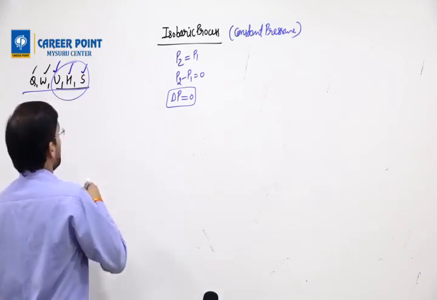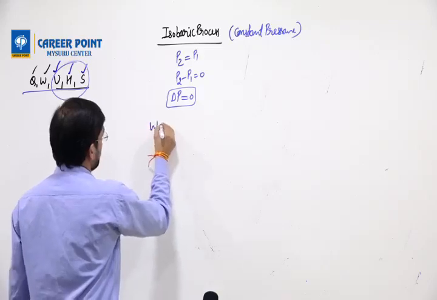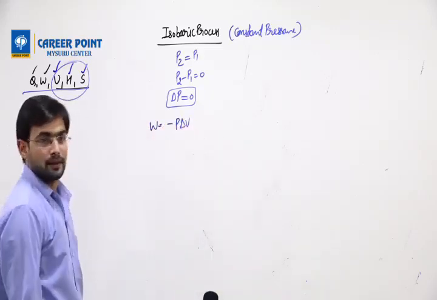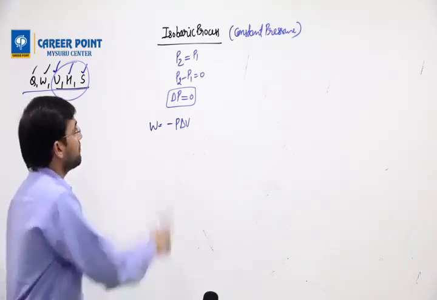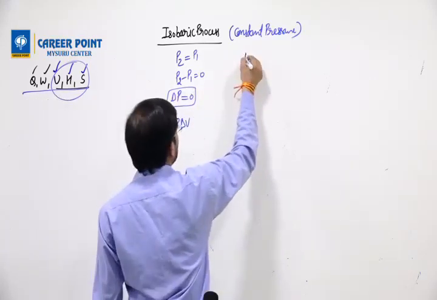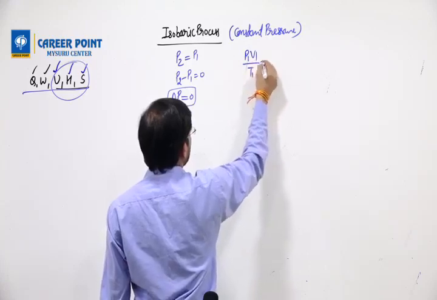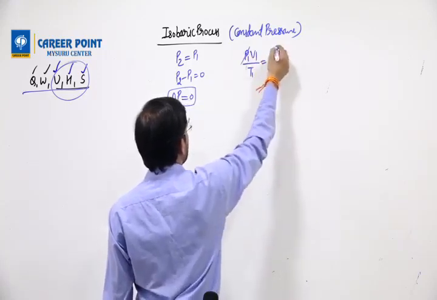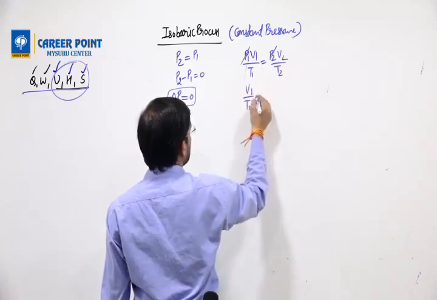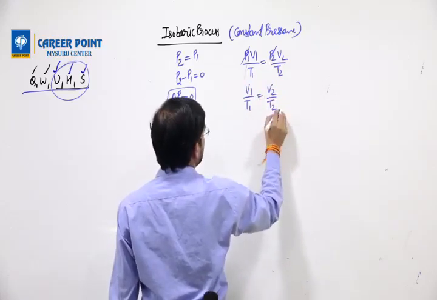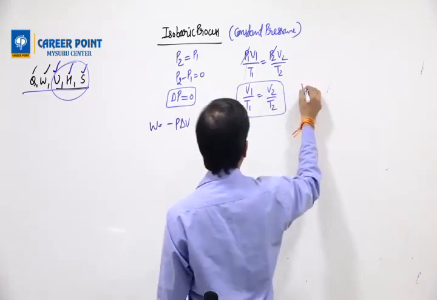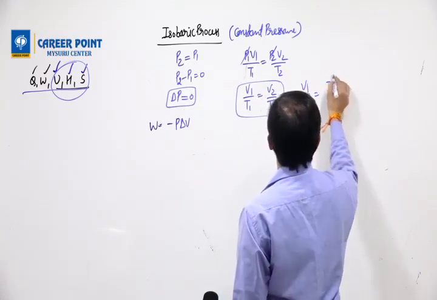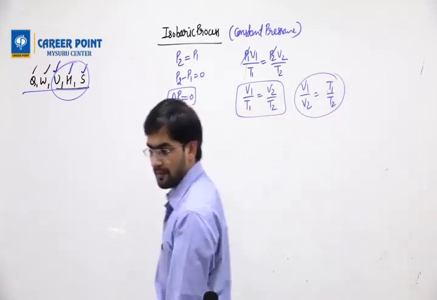First thing we'll find out W. W have a formula minus P delta V. Pressure is constant. Again I'll apply equation of state P1 V1 by T1 equals to P2 V2 by T2. P1 will get cancelled, so I can have V1 by T1 equals to V2 by T2, or V1 by V2 equals to T1 by T2. This is another.